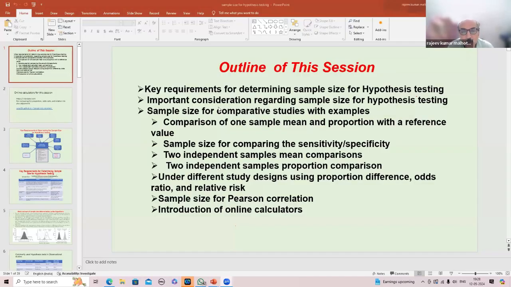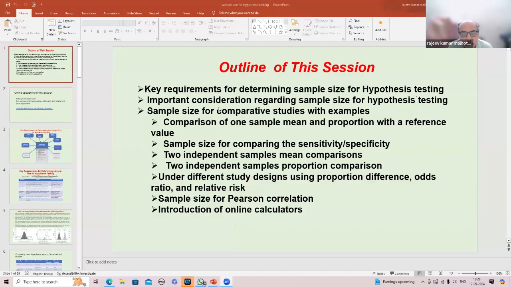Then we go for the two independent sample mean comparison. In that case, we have two parallel groups to compare their means. Similarly, we go for the two independent sample proportion comparison. That is a two proportion comparison, two population proportions.